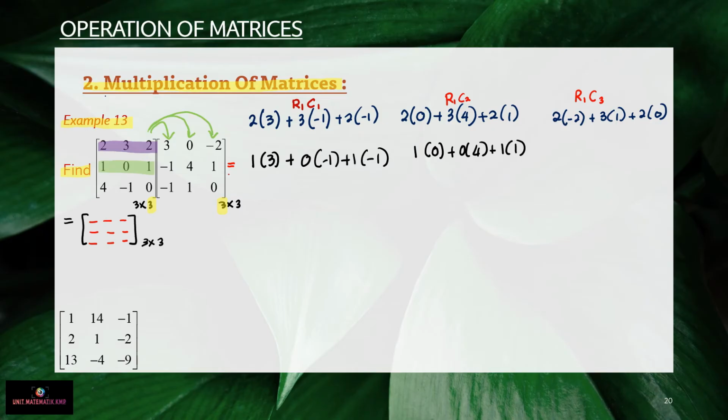Next, our row 2 with column 3: 1, negative 2, plus 0, 1, 1, 0. Okay, so what is this? This is all row 2 C1, row 2 C2, row 2 C3. Okay, and the last one is our row 3.